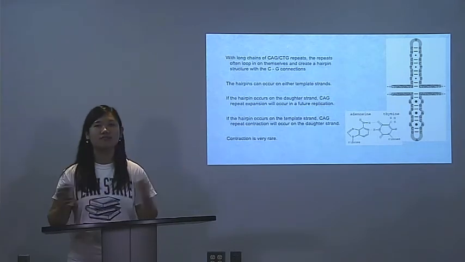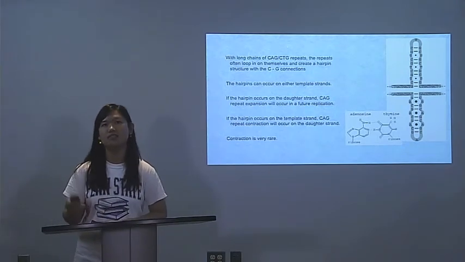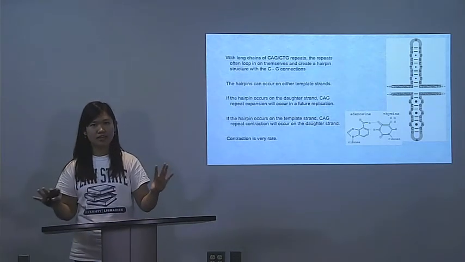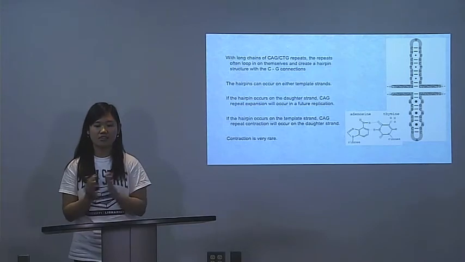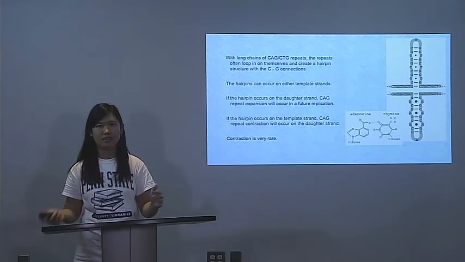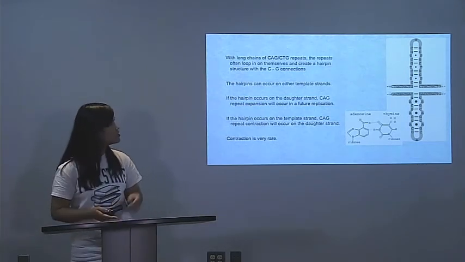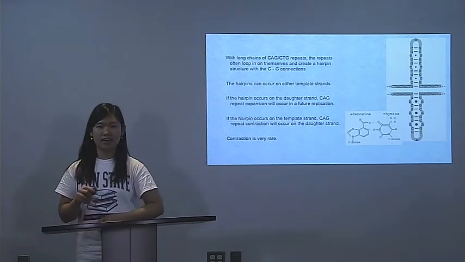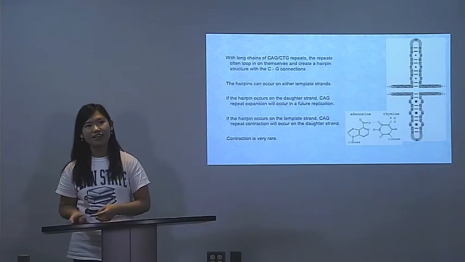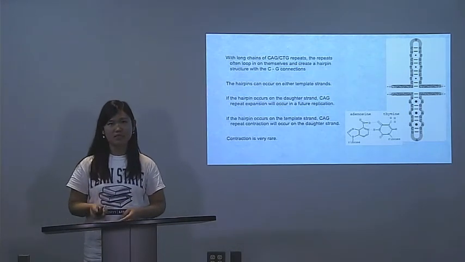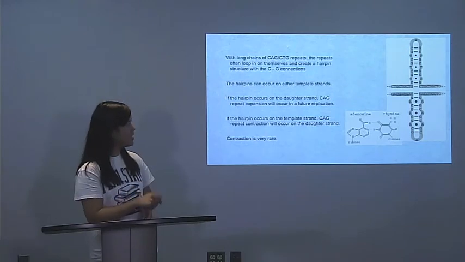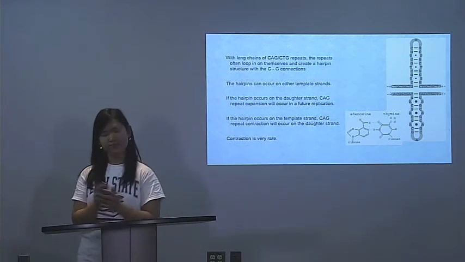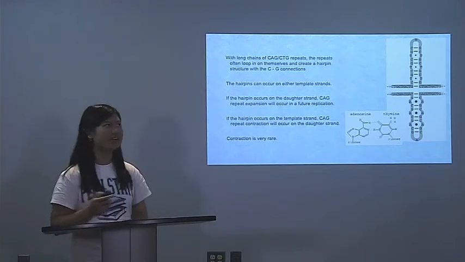And then in the future or the next replication, DNA polymerase might be able to smooth out the CAG repeat hairpin, causing there to be a longer chain of CAG repeats. So that's how expansion occurs. And also, if the CAG hairpin occurs on the daughter strand, there's usually expansion, and if the hairpin occurs on the template strand, there's usually contraction. And contraction is really rare, so.